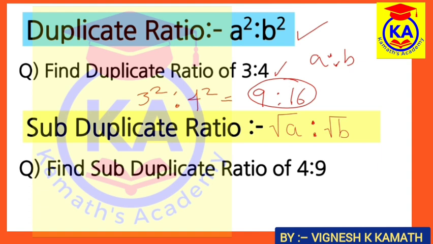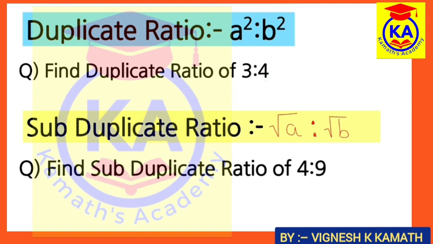I hope you are getting me. 3 is to 4 is the ratio. Duplicate ratio is a squared is to b squared, so 3 squared is to 4 squared. 3 squared is 9, 4 squared is 16, so the ratio is 9 is to 16. I hope you are clear with the duplicate ratio. Now we'll move on with the subduplicate ratio. Please note this in your diary.